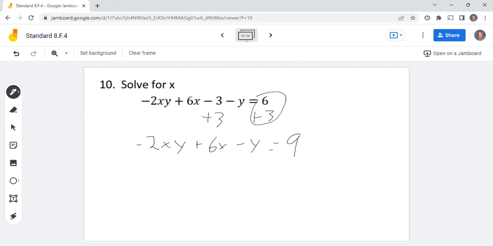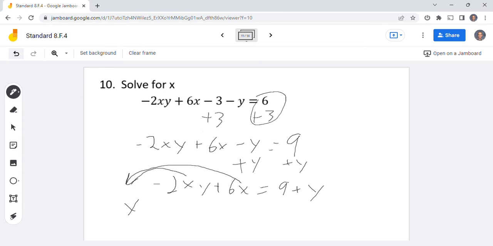Now we're going to get rid of this negative y by adding y. Get that over here. We have negative 2xy plus 6x equals 9 plus y. Alright, now we have terms with just the x's over on the left hand side. So we are ready to factor that x out of here.